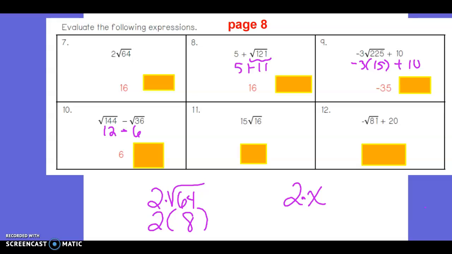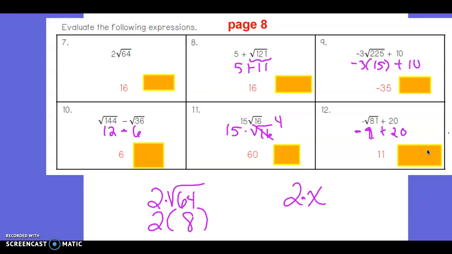Problem number 11. Again, a number in front of a square root means we're multiplying. So we're taking 15 times the square root of 16, which is 15 times 4. And if you multiply 15 times 4, you get 60. And lastly, problem number 12. Again, the negative sign in front of the square root just stays. The square root of 81 is 9. And if you have negative 9 plus 20, the final answer there would be 11.